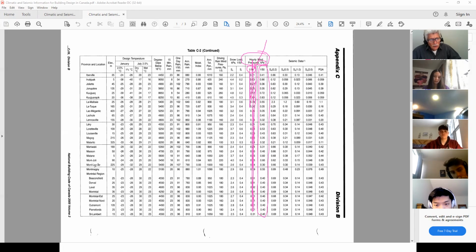So therefore, for Montreal, I'd like to know what the value is. The wind pressure here in Montreal is 0.40 kPa. And that means that, look at this, if you go to Montmagny, you can expect higher winds, and of course, you can expect even higher winds up in Masson and in Matane. So this is what I get to appreciate.